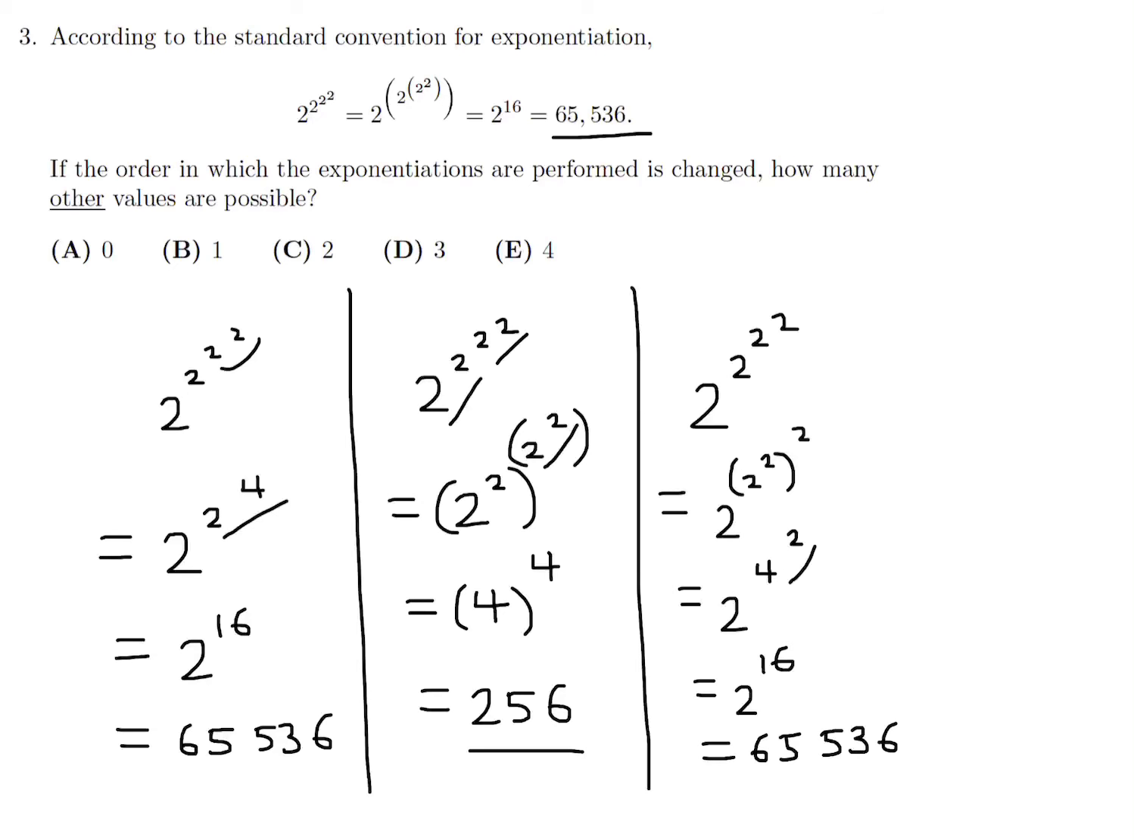So based on all these different orders, the only one that's different I got was 256. So there's only one other value that's possible if you change the order of the way you perform the exponents. So the answer for number 3 is B.